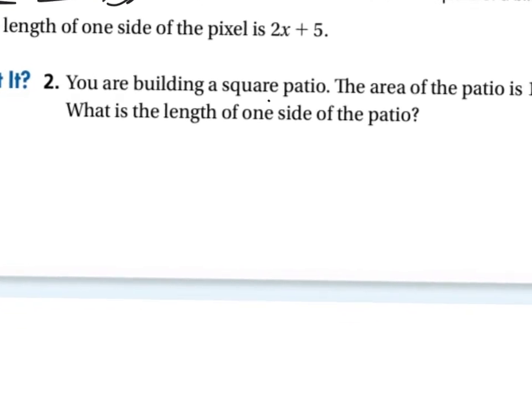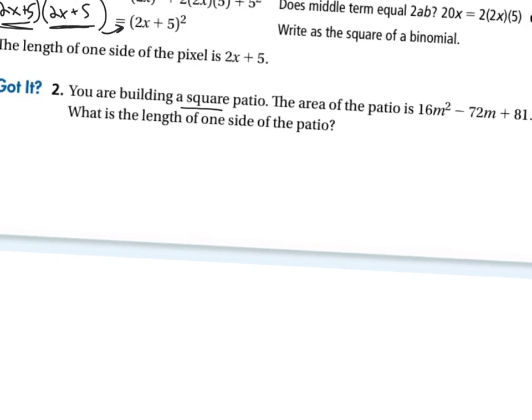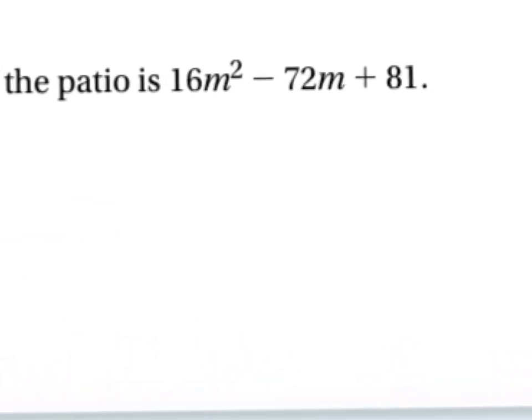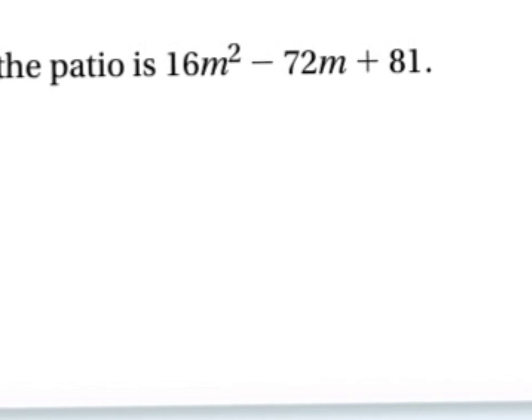You're building a square patio, and the area of the patio is 16m squared minus 72m plus 81. What is the length of one side of the patio? All right, so once again, they are telling us it is a square, so we know our binomials have to be identical, which really majorly limits our options and makes it a lot easier for us to work this problem out. So with 16m squared, if these both have to be the same, it would have to be 4m times 4m.